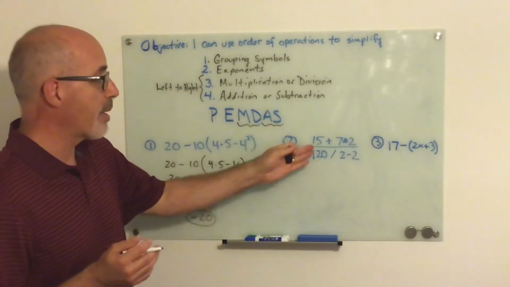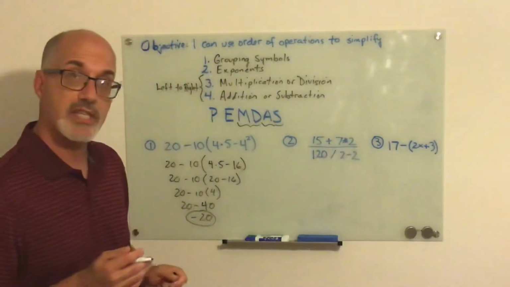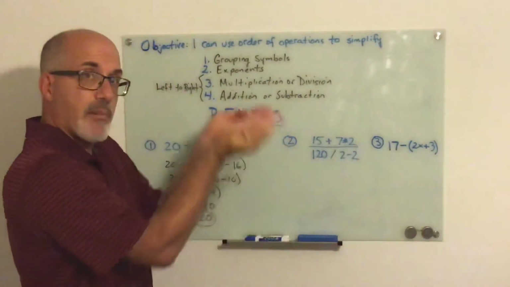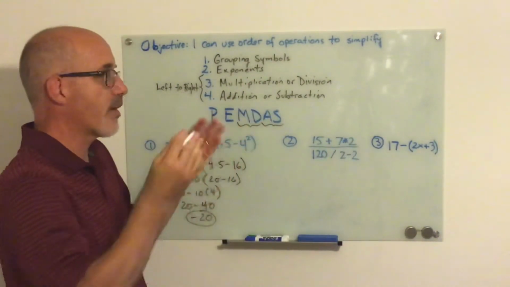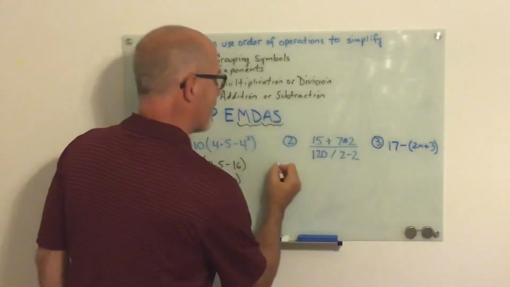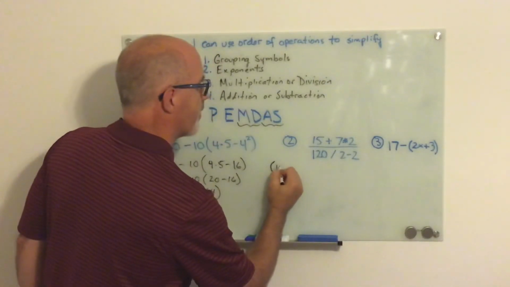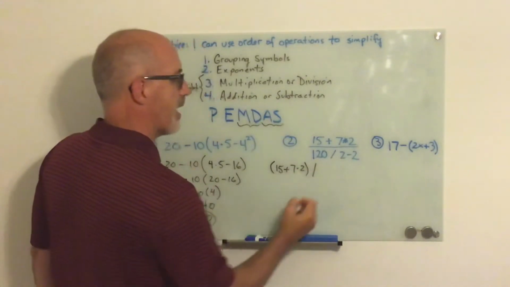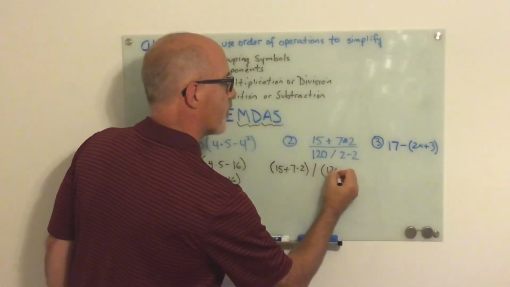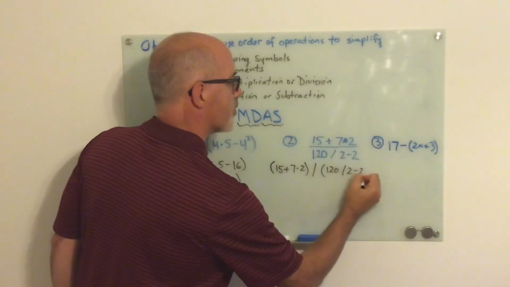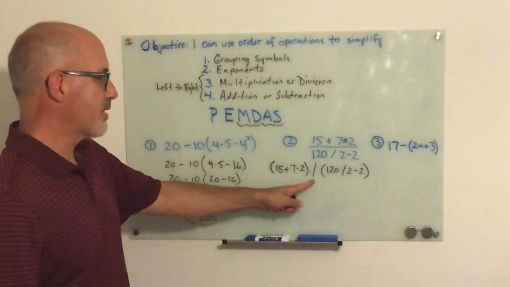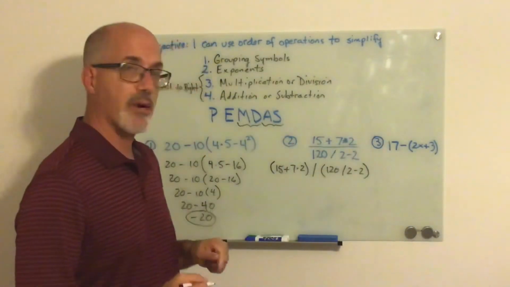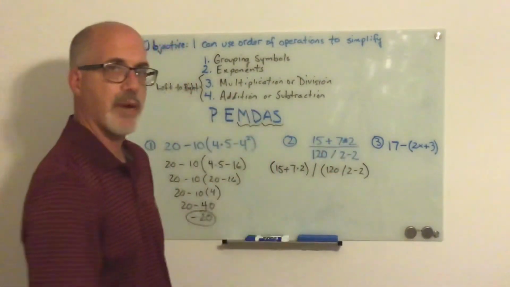Now on this one, remember that the fraction bar is considered a grouping symbol. If it stretches all the way over, whatever's above it, the numerator, gets grouped together. Whatever's below it gets grouped together. It's kind of like saying 15 plus 7 times 2, divided by, and in the bottom, 120 divided by 2 minus 2. So that bar means division. That's what a fraction bar means. It means group the top together, group the bottom together.